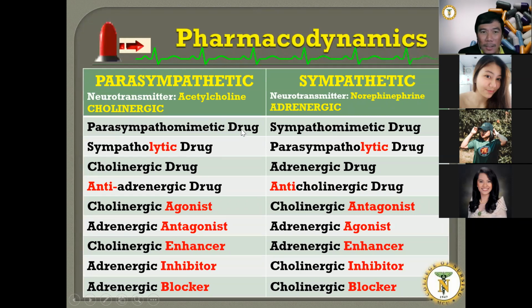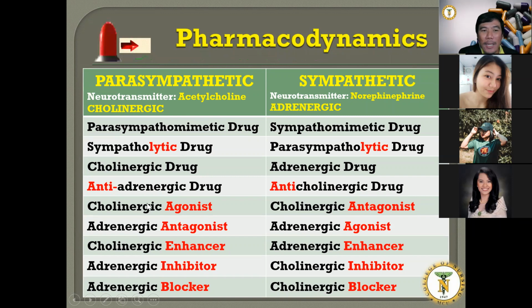Parasympathomimetic drug means that the drug mimics the action of the parasympathetic nervous system. Again, parasympathetic is the normal physiologic response, and parasympathomimetic is the term for mimicking the action of the parasympathetic response. Sympatholytic: since lytic contradicts the sympathetic nervous system, the response is parasympathetic. Cholinergic drug: cholinergic is another term for parasympathetic. Anti-adrenergic means it contradicts the adrenergic effect, so parasympathetic.